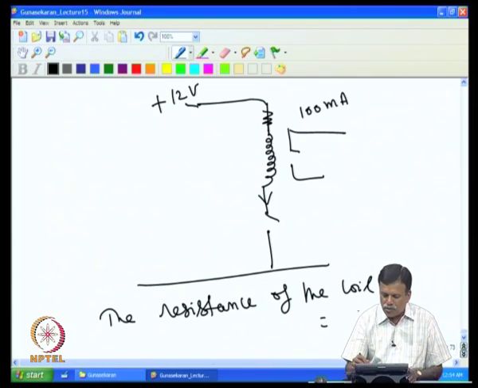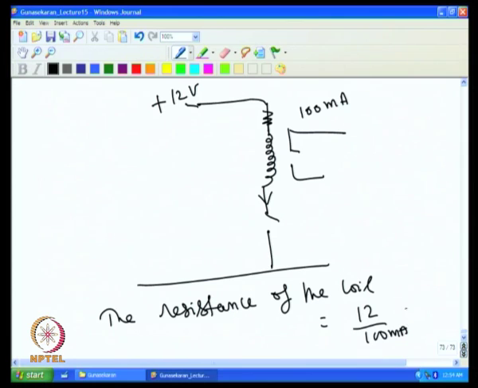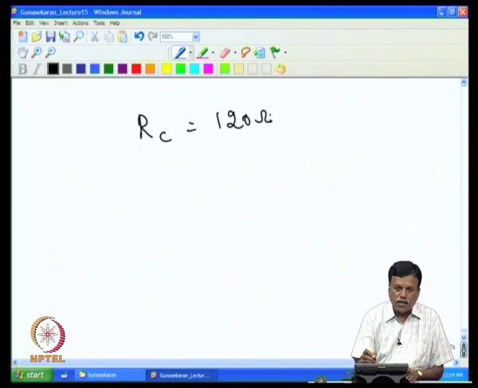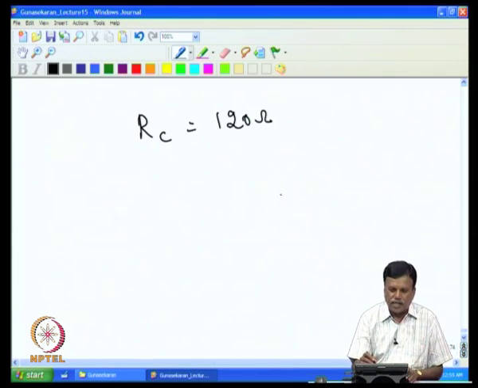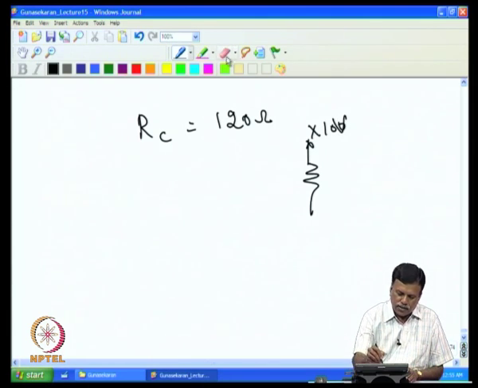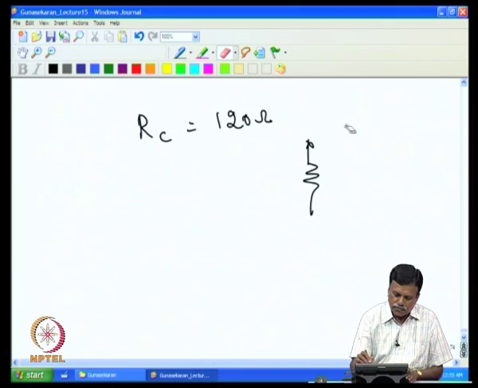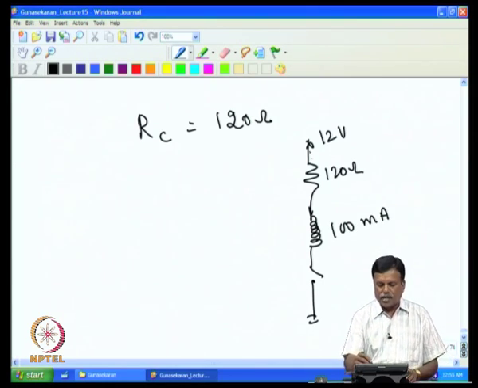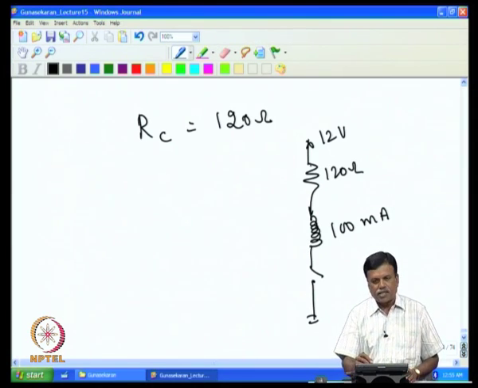would be 12 divided by 100 milliamps, that will be 120 ohms. So, the resistance of the coil, R coil, is 120 ohms. When you switch off, it also has an inductance. So, if you look at the circuit, we have here 12 volt, this relay is operated at 12 volt, and this is 120 ohms, and this is the inductance. When the switch is on, the current flowing through it after a long time will be 12 by 120, that is 100 milliampere.